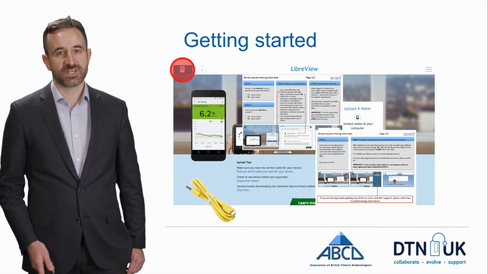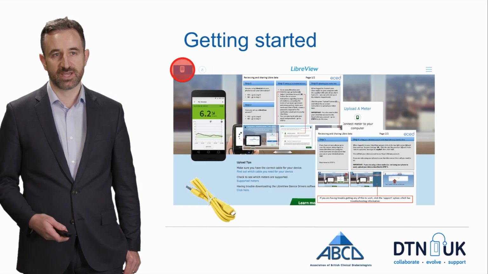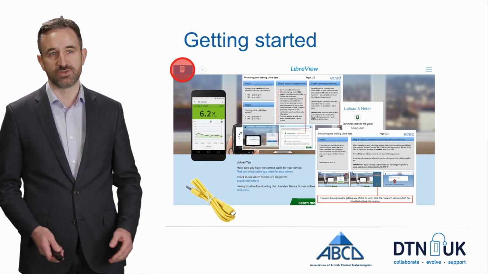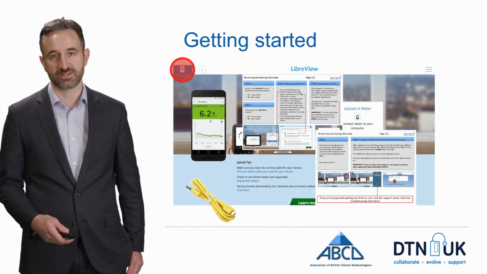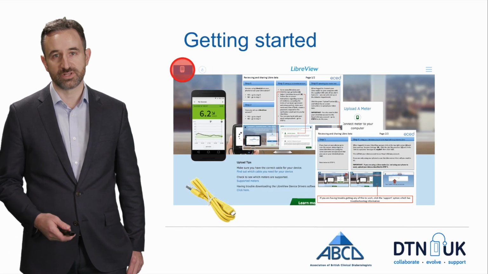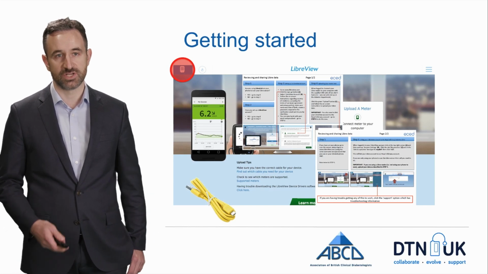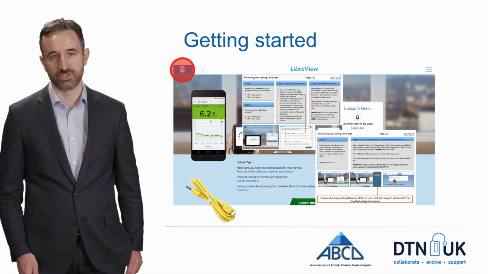And there are two different processes. If you use a mobile phone to scan your Libre, then all you need to do is set up your Libre Link account and you'll already be able to log in automatically to LibreView. If you use the Libre Reader, then you will have to take a few additional steps, and the guide will show you how to do that.